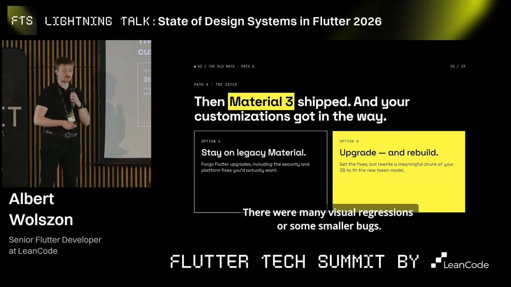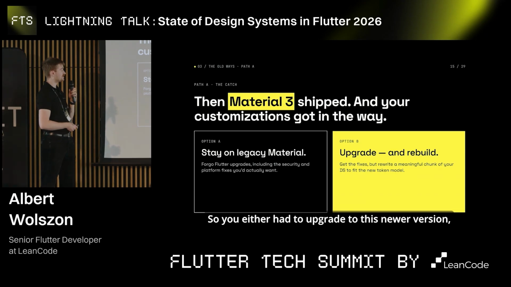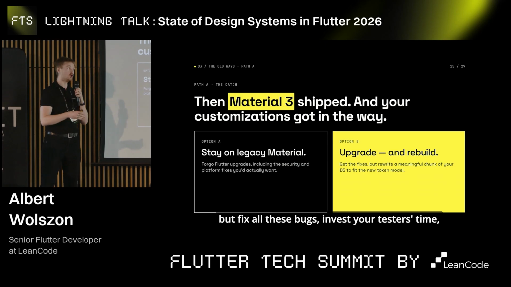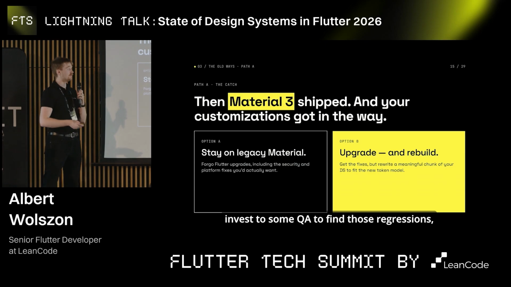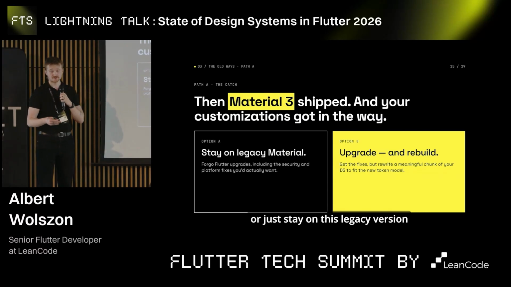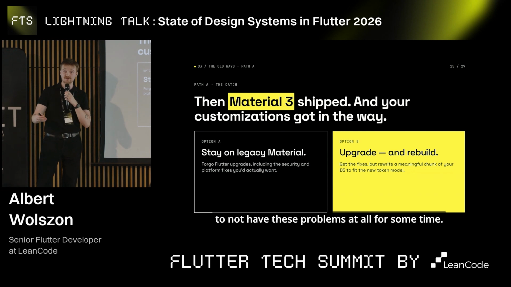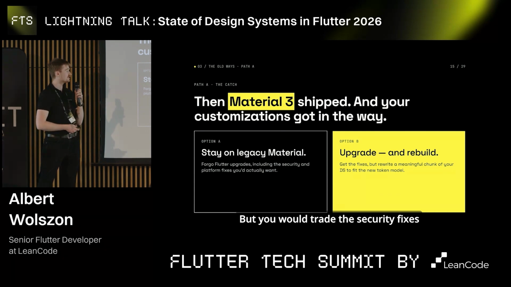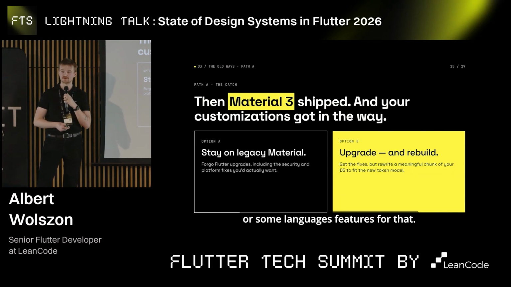There were many visual regressions and some smaller bugs. So you either had to upgrade to the newer version, fix all these bugs, and invest your testers' time and some QA to find those regressions, or just stay on the legacy version to not have these problems for some time, but you would trade away security fixes or some language features for that. Neither option was fun.